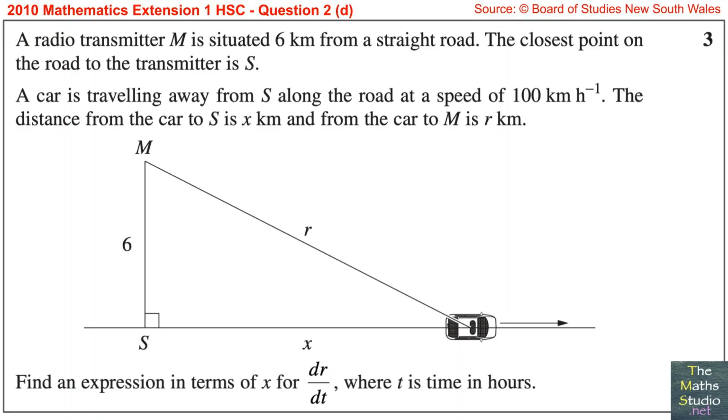Question 2, Part D. A radio transmitter, M, is situated 6 kilometers from a straight road. The closest point on the road to the transmitter is S. A car is traveling away from S along the road at a speed of 100 kilometers per hour. The distance from the car to S is X kilometers and from the car to M is R kilometers. Find an expression in terms of X for dr/dt, where t is time in hours.